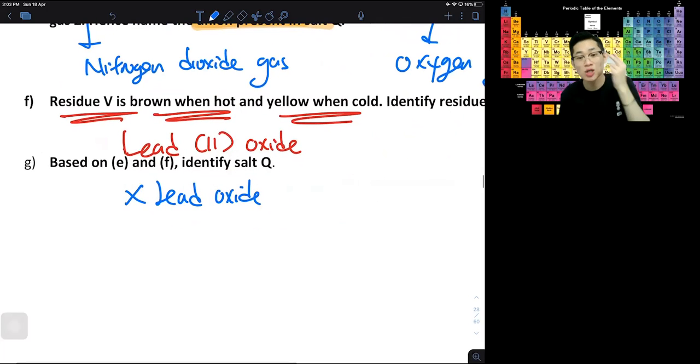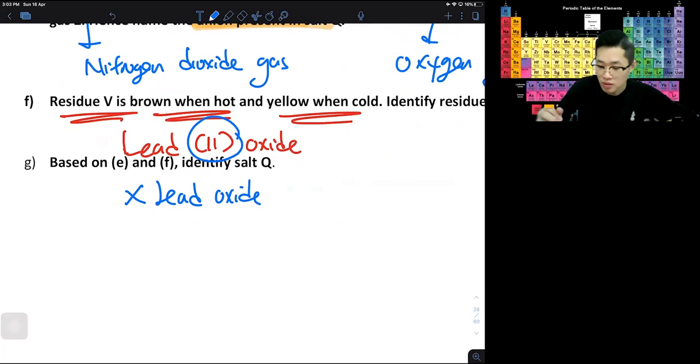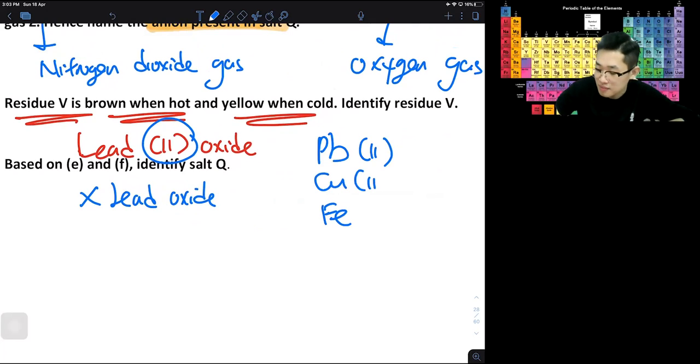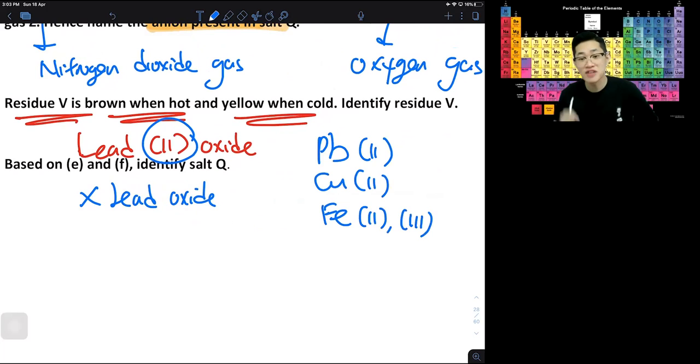It has to be lead 2. When do you have to add a 2? You have to always add a 2 whenever it is Pb, Cu, and Fe, because they have many different oxidation states, more than one charge.